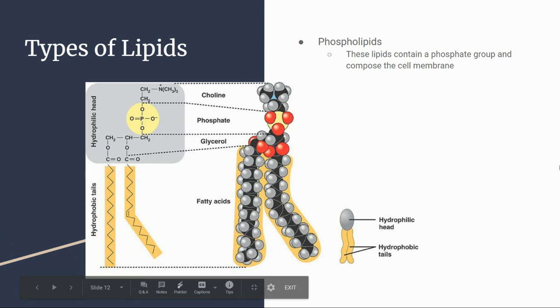So phospholipids are lipids that contain a phosphate group and they compose the cell membrane. Next unit, we're going to do a lot of work with phospholipid bilayers, the cell membrane. Part of them are hydrophobic, part of them are hydrophilic. Hydrophilic's water-loving, hydrophobic's water-fearing. Some of those words you already know, some you don't. But lipids compose the cell membrane.